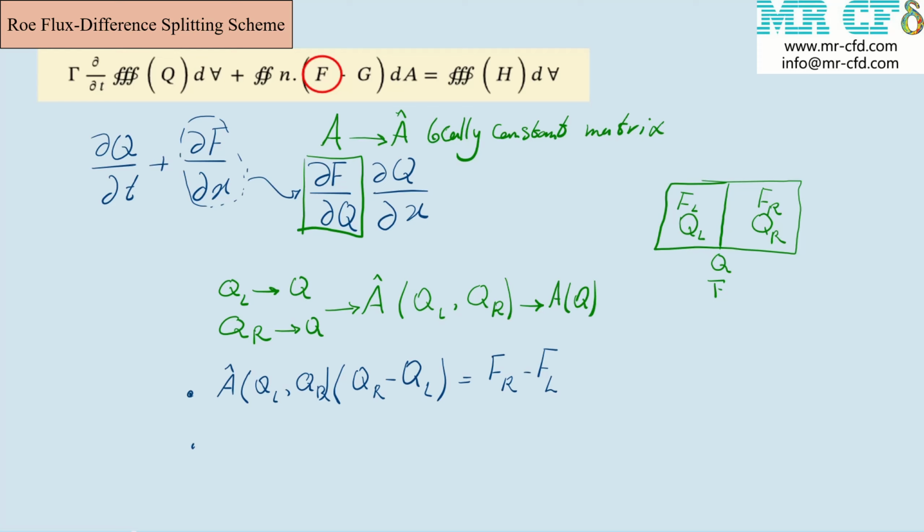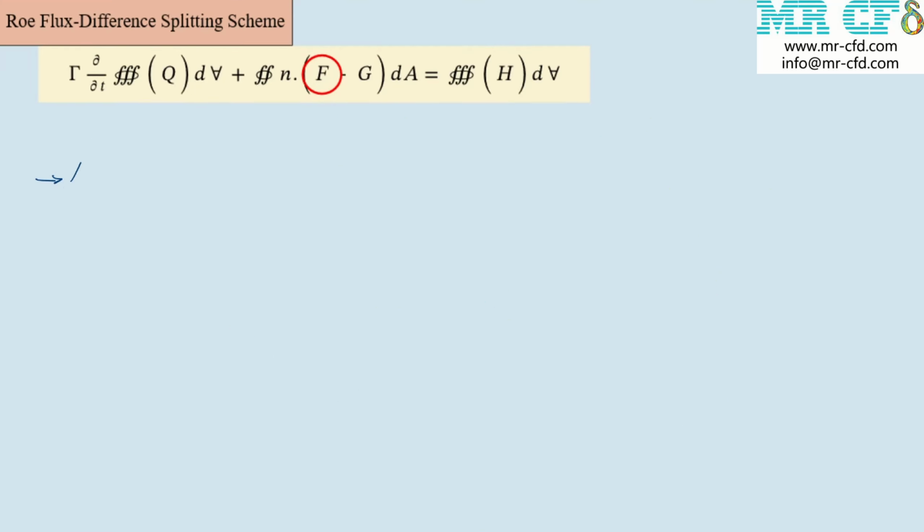This condition ensures that A tilde satisfies the Rankine-Hugoniot shock jump condition, and the eigenvectors of A tilde must be linearly independent. These conditions ensure that the model accurately represents the behavior of the system at cell interfaces within the numerical method framework being used. The matrix A tilde can be diagonalized.